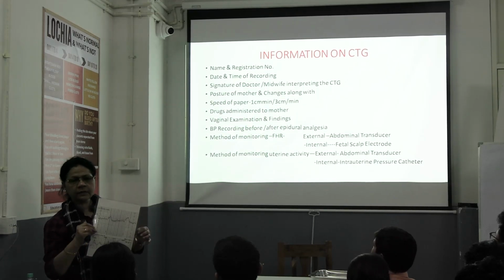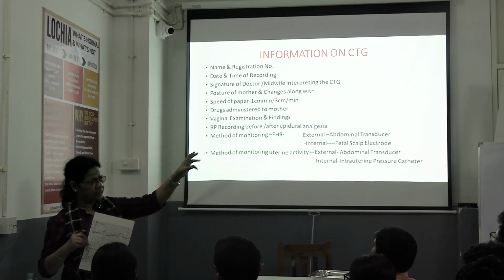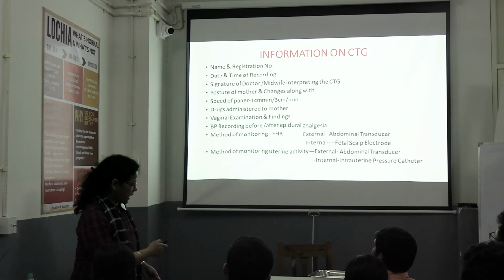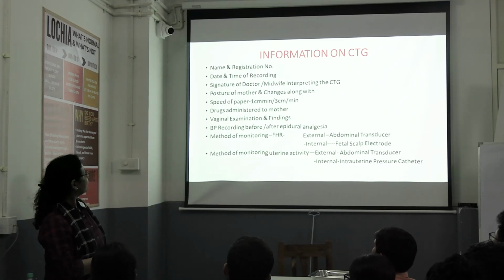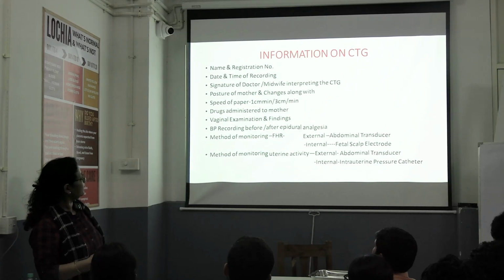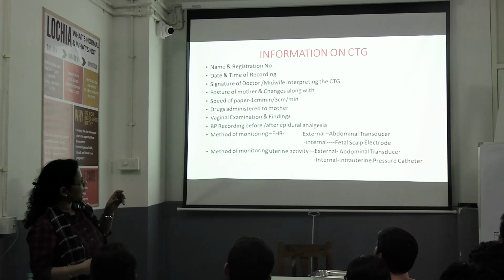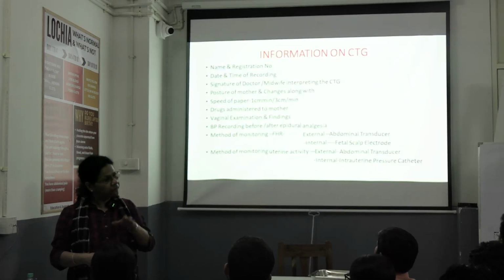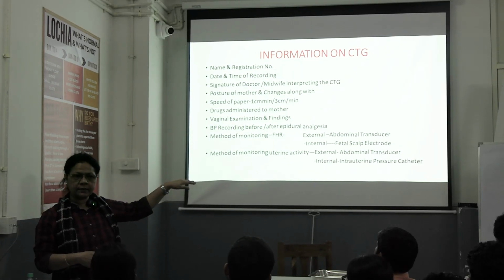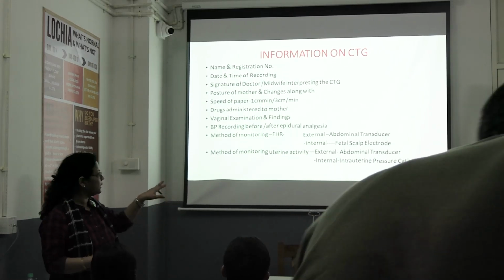You should know how to read the CTG. So there is cardiotocograph, two things in it. Heart rate of the fetus, and the tocograph is the uterine contractions. So that is the speed of the paper, and drugs administered to the mother, vaginal examination done during labor, BP recording. The method of monitoring FHR is through an abdominal transducer and sometimes by an internal transducer, that is through the vagina. That is a fetal scalp electrode. We don't talk about that. We are more accustomed to the abdominal transducer, that is measured from the top, not the internal.